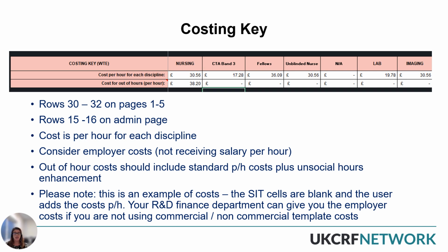Underneath that section is the costing key, and again we've got it in one section for you, nicely aligned, so you can make sure you're not missing anything. It's all in one place. These are on rows 30 to 32, on pages 1 to 5, on rows 15 to 16 on the admin page. And then you enter in the cost per hour for each staff group.